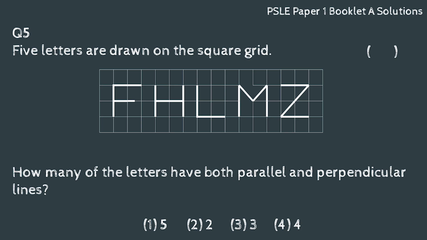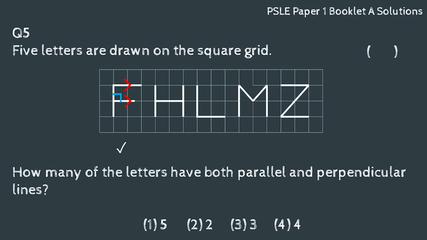For the letter F, we can see that there are parallel lines and perpendicular lines. Hence, we can put a tick to check that we have fulfilled both the criteria, parallel and perpendicular lines, of the question.